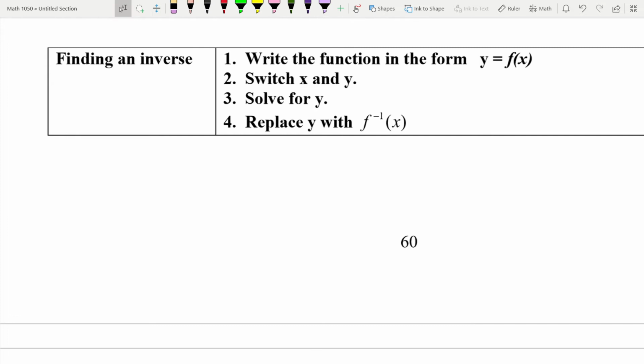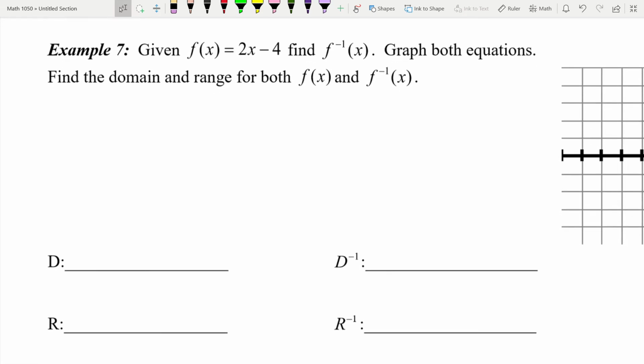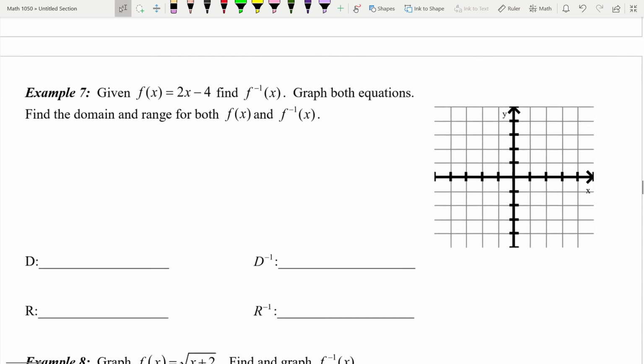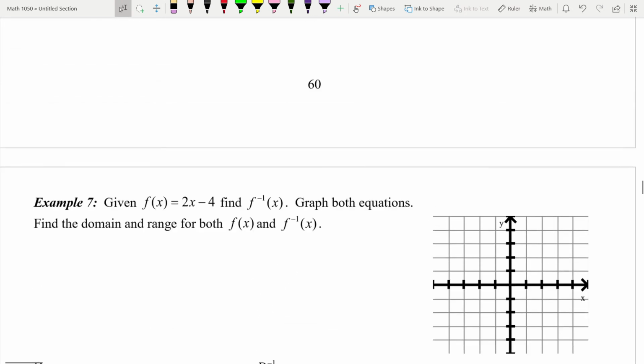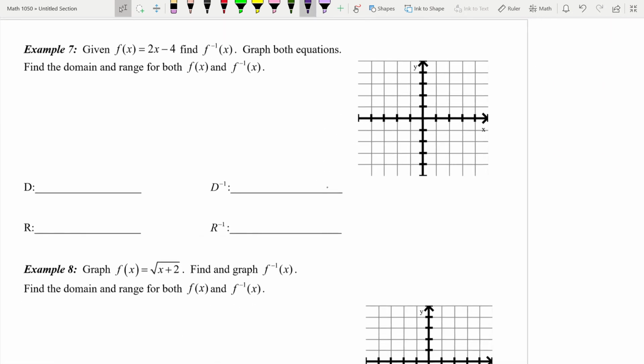Here are the steps for finding an inverse. Simple: switch the x and y, solve for y, and label it the inverse. It's easy. Here's an equation. Find the inverse. I am going to give you some steps, so find a place to put them. The first thing that I want you to do, this is what I think you should do.